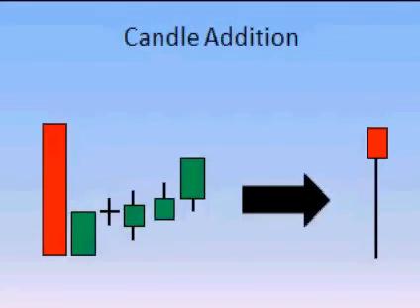The fact is that, depending on where this pattern occurred within the context of the trend, it could be a bullish pattern known as a hammer, it could be a bearish pattern known as a hanging man, and it could be nothing at all, but we'll cover that in future videos.